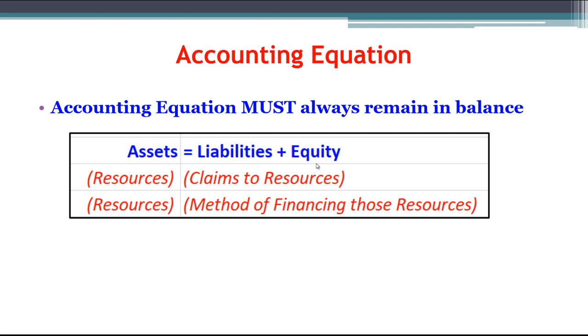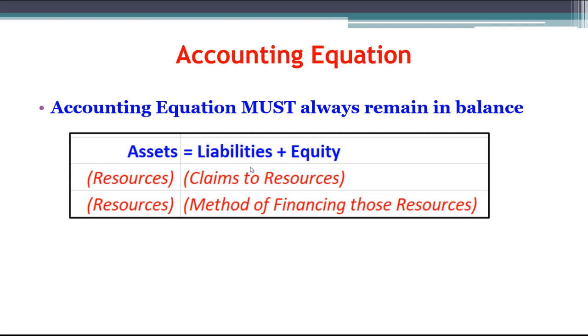The residual claim, what's left, is equity. Owner's equity, stockholders' equity. Basically, that means after the creditors are paid off, whatever assets remain are owned by the owners. They're left to the owners. That's the equity. Sometimes the equity is also referred to as net assets for that reason. It's assets that are left over after subtracting out liabilities.